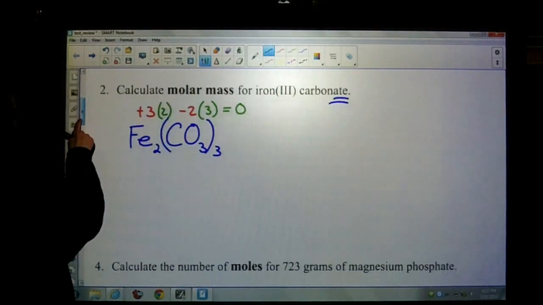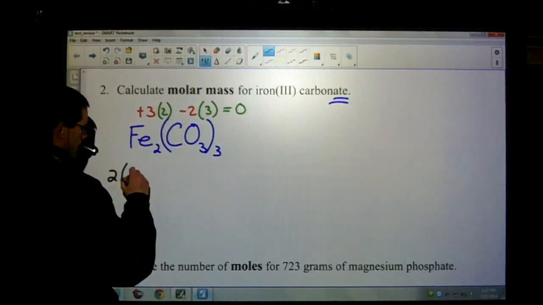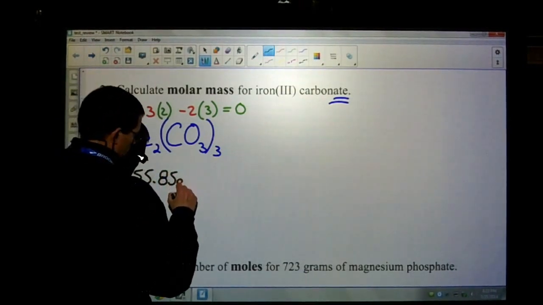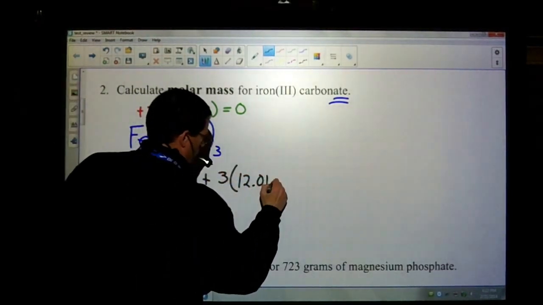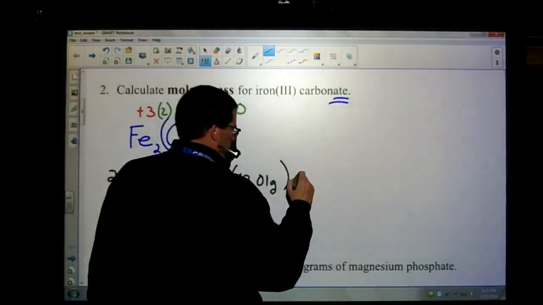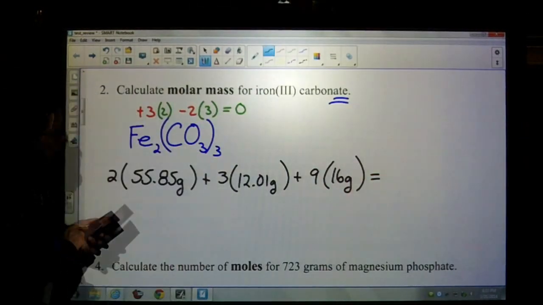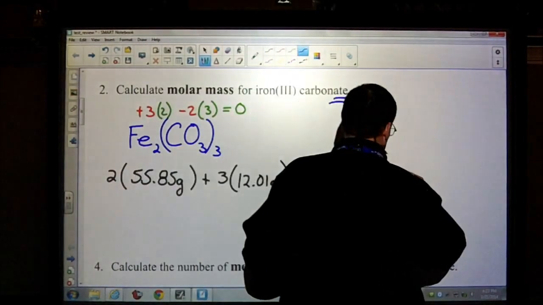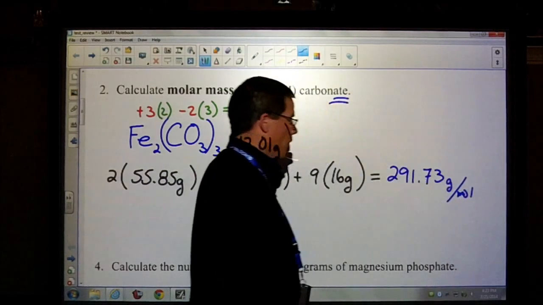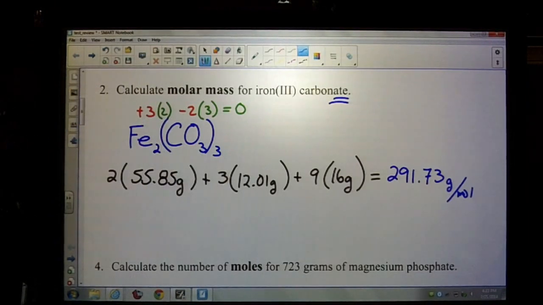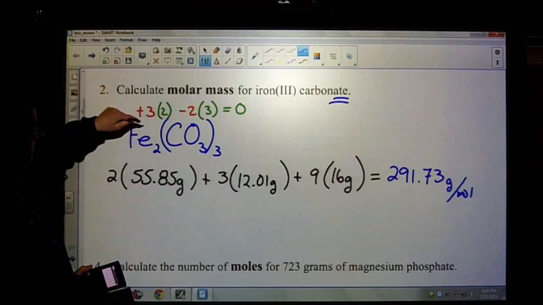Once you have the charges balanced out, let's figure out what the molecular mass is. So we have 2 times, and iron is 55.85 grams, and that'll be added to 1 times 3 carbons, and that'll be added to 3 times 3, which is 9 oxygen, and we'll determine so that equals 291.73 grams. And again, since it's a molar mass, we really don't want to round that too much, if at all. So with molar masses, it's okay to write out as much as you want. But more importantly, you have to balance the charges.